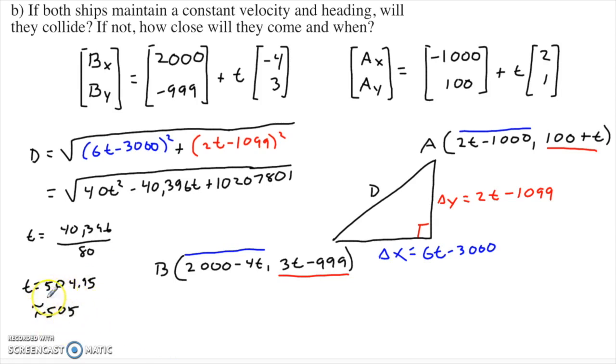And if you plug that value into the equation, what you'll find is that the distance comes roughly out to 94 meters. So about 94 meters is the closest you get. So this is the closest you get.